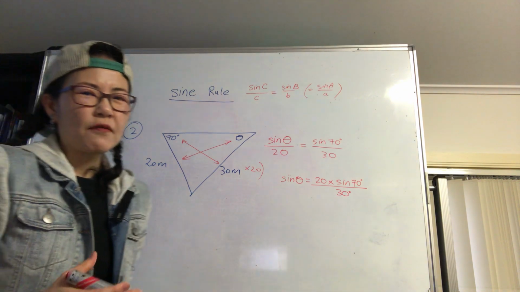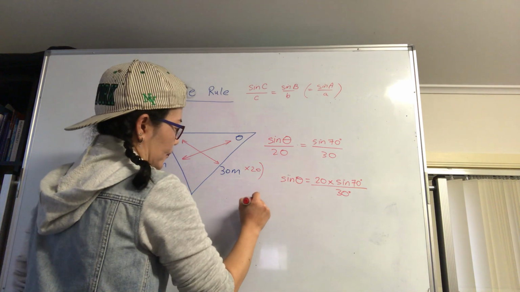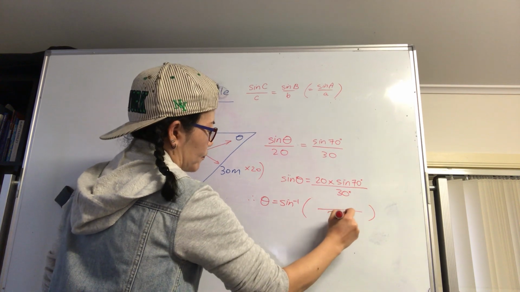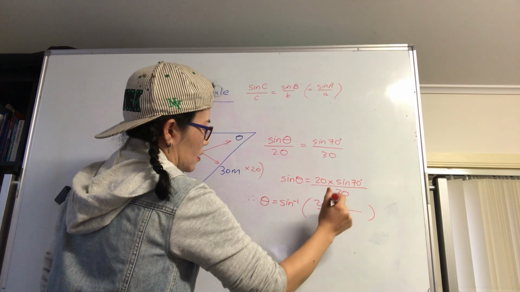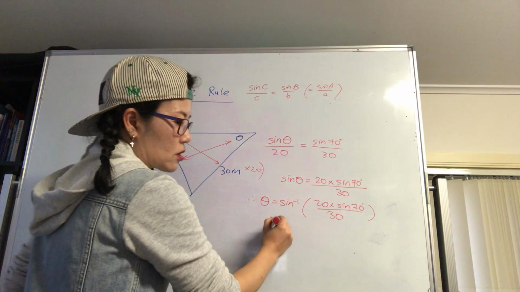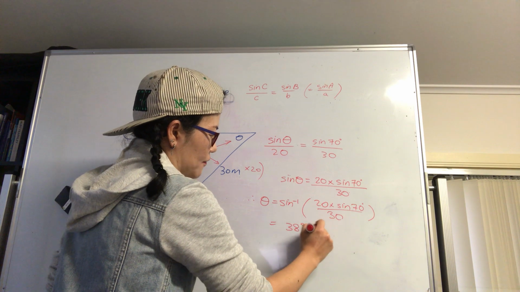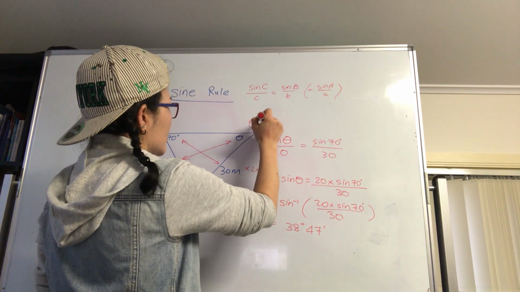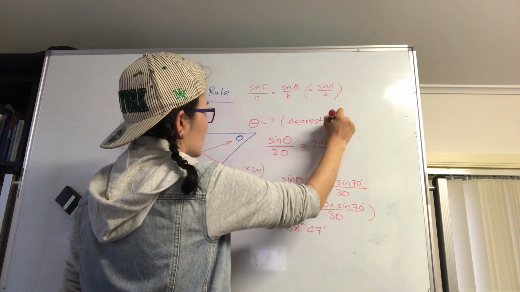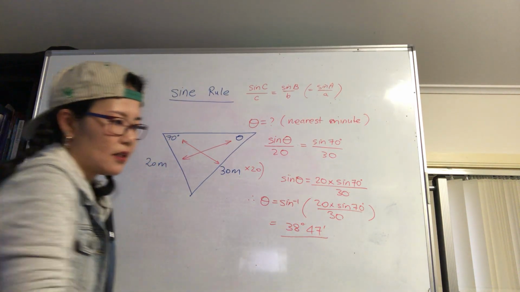Now, whenever you're looking for an angle, you've got to use shift, sine, shift, cos, shift, tan. So here, theta equals sine inverse of the whole thing. Okay, so put that in your calculator. What do we get? I will get 38 degrees and 47 minutes because I'm looking for theta to the nearest minute. Okay, so that's my angle right there. Excellent. So that's not too bad.